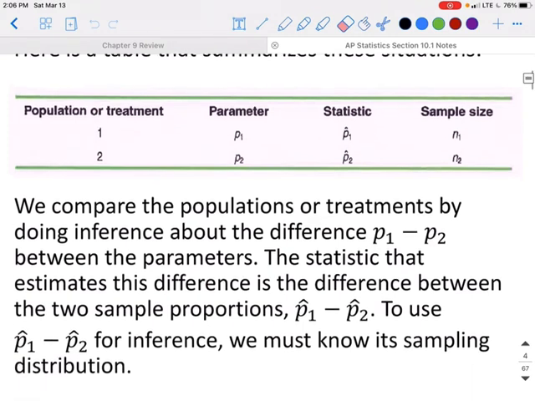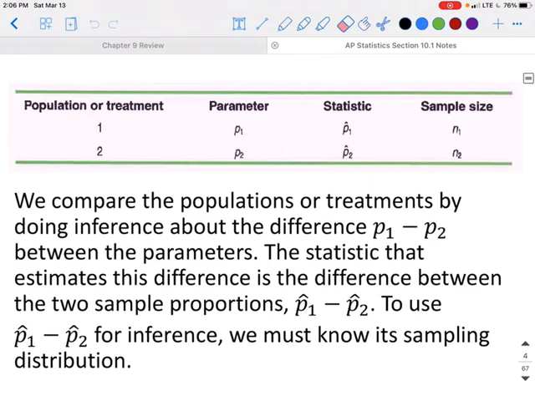We compare the populations or treatments by doing inference about the difference of the parameters, P1 minus P2. The statistic that estimates this difference is the difference between the two sample proportions, p hat 1 minus p hat 2. To use p hat 1 minus p hat 2 for inference, we must know its sampling distribution.